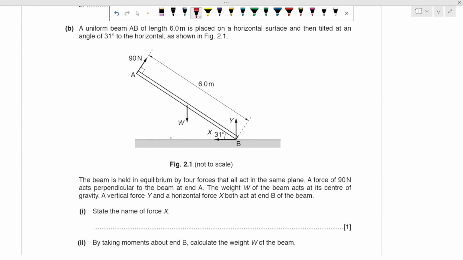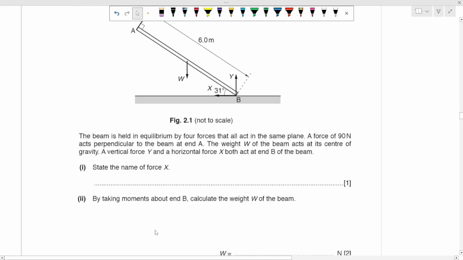And as I said, X has to be a frictional force, because if the book is moving backwards, the force of friction will be acting in the opposite direction to oppose the motion of this object. So X just has to be the frictional force, or just the force due to friction.